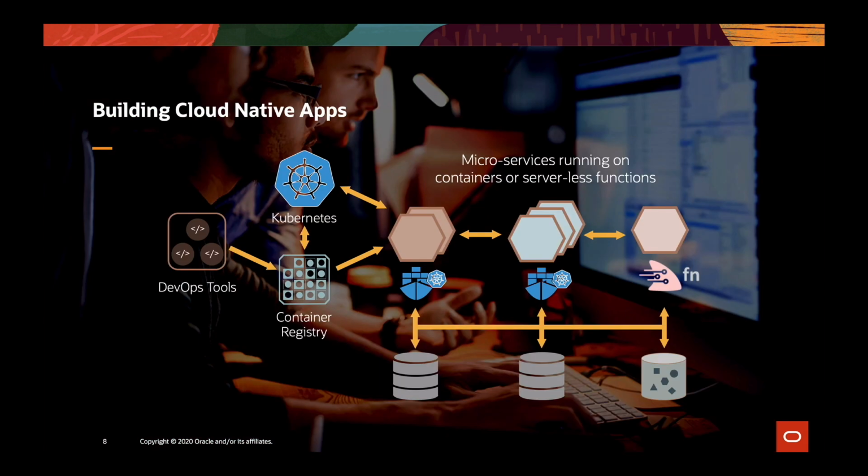So, what does it take to build and deploy cloud native applications? Let's talk about a typical high level workflow. Developers write code using their favorite IDE, language, and DevOps toolchain of their choice. They then package that code and all the dependent libraries and binaries into a Docker container image. Push this Docker container image into a repository which is called a container registry.